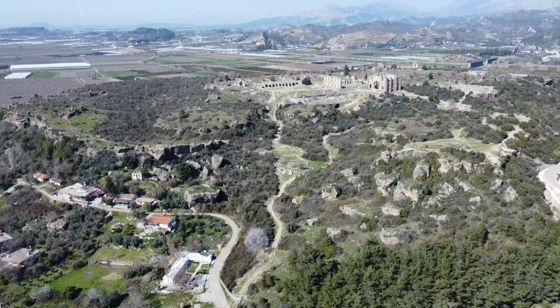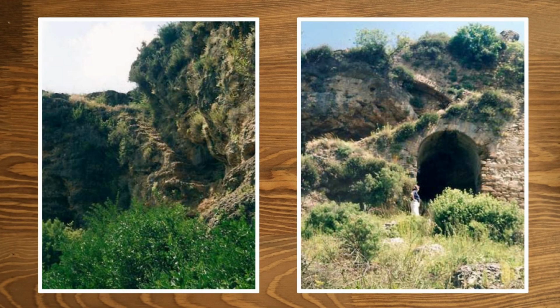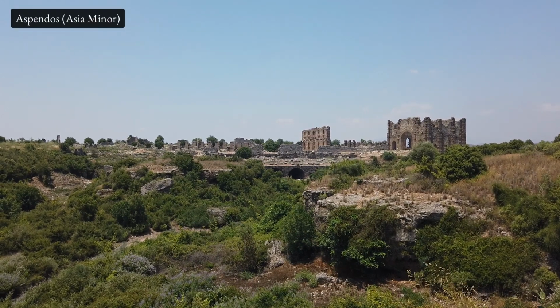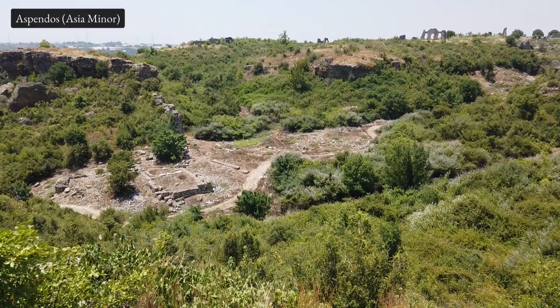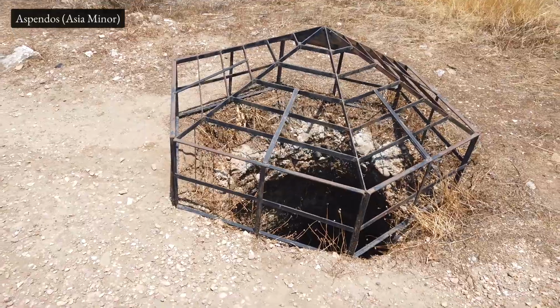There are two springs at the foot of the hill, and near one of them there is even a staircase up the hill. It could be used to go down to the spring. There are also more than 10 cisterns on the Aspendos hill itself to collect rainwater. And note the coating on the walls of the cistern.